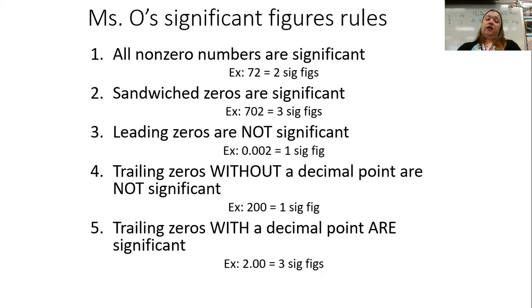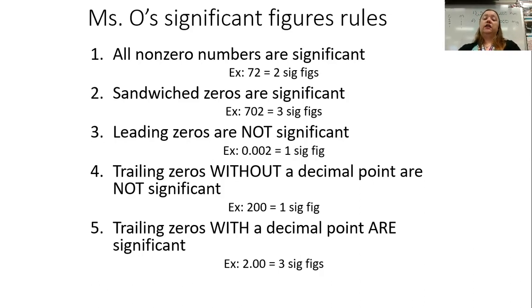Then we have leading zeros. Now be careful with the idea of leading zeros. Leading zeros are zeros before non-zero numbers. Any zero before non-zero numbers are not significant. So something like 0.002 has one significant, the 2.